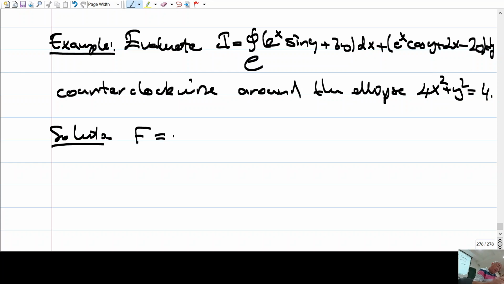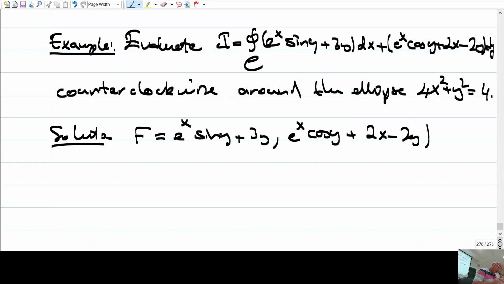So this time f is e to the power x sine y plus 3y. This is the x coordinate. So f1's y coordinate is just e to the power x cosine y plus 2x minus 2y. So f1 and f2. Let's see if f is conservative.